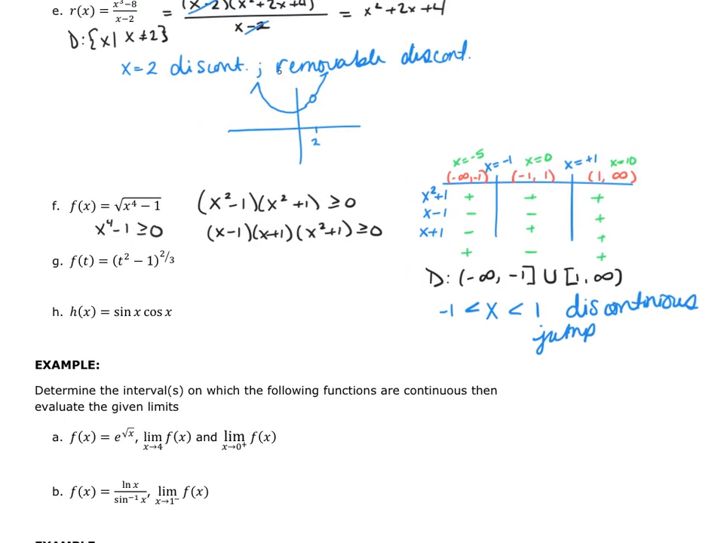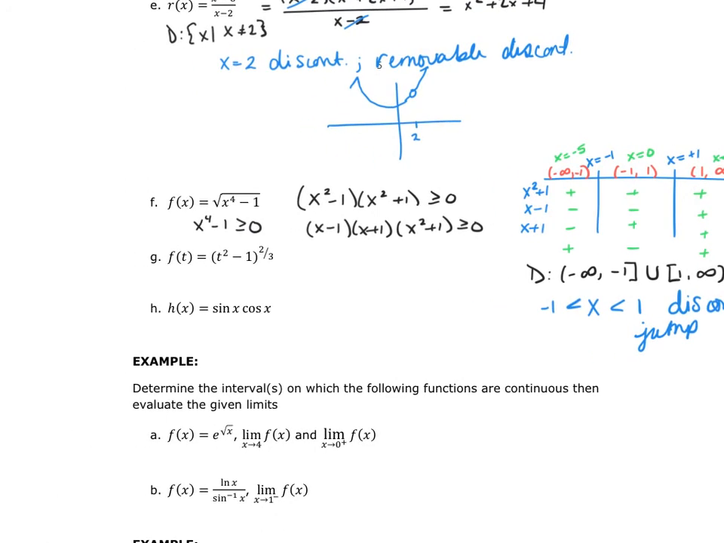Now let's take a look at f of t. This is the same thing as the cube root of t squared minus 1, raised to the 2. Because it's a cube root, it is defined everywhere. So your domain on this one is negative infinity to infinity, which means this is continuous everywhere.